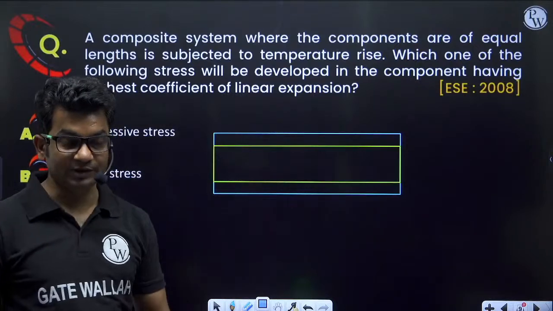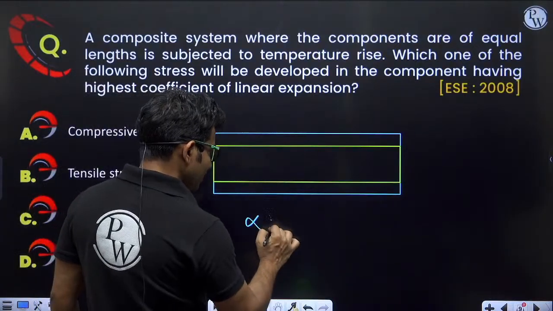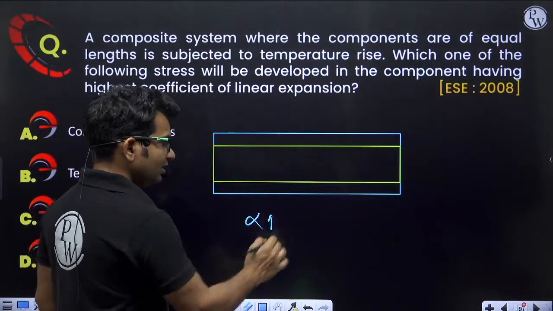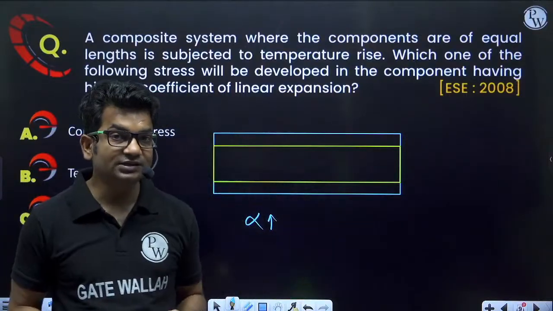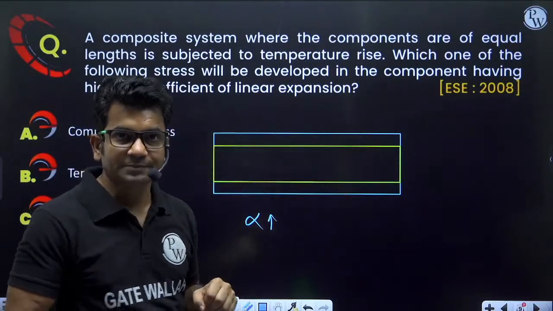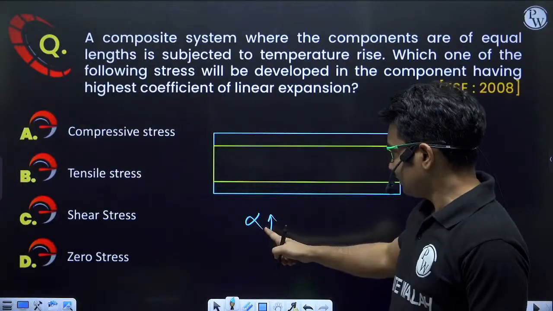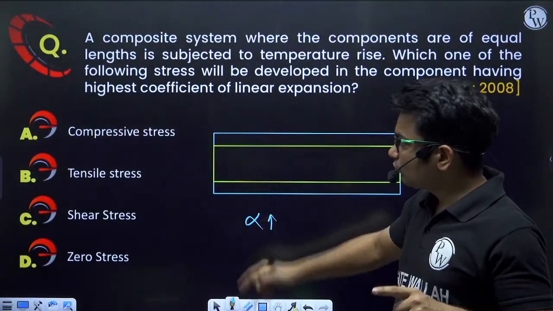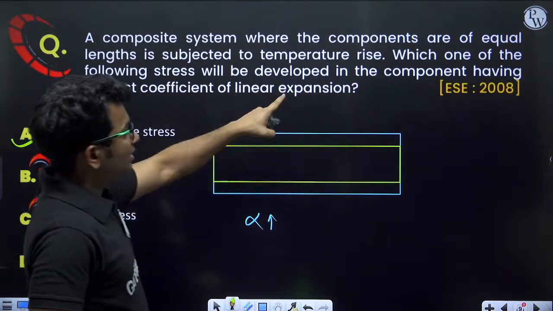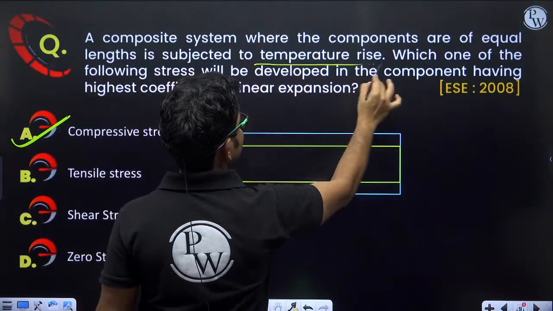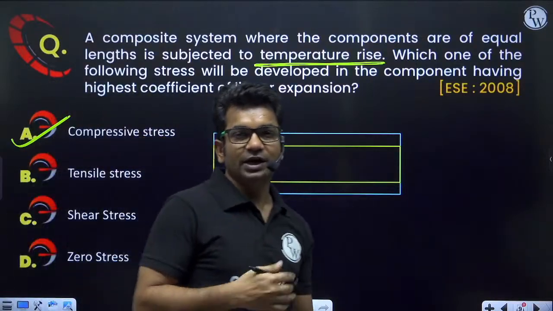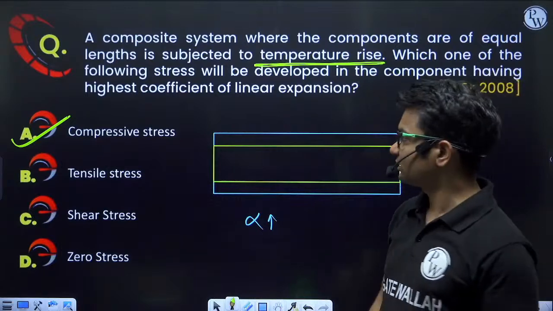coefficient of linear expansion? Okay, so if alpha is greater, it will want to undergo higher increase in length, but the other material will be increasing less, so it will be pulling it. Okay, so the material with higher alpha will undergo compressive stress if we are increasing the temperature. In temperature rise, material with higher alpha will be subjected to compressive stress and material with lower alpha will be subjected to tensile stress, right?